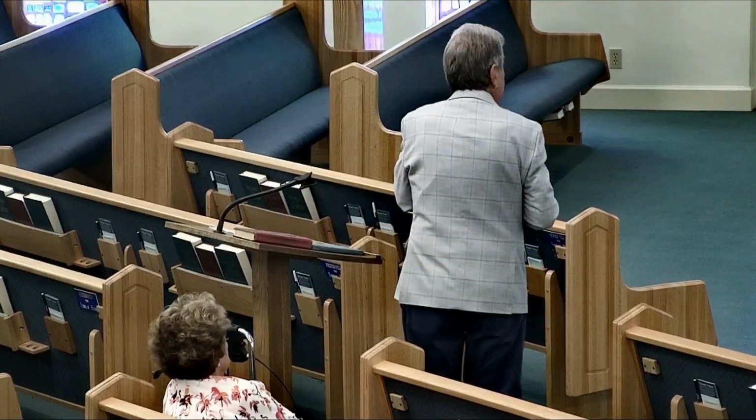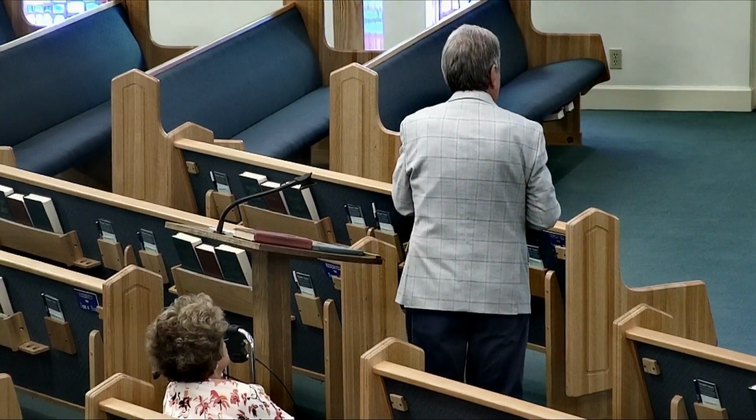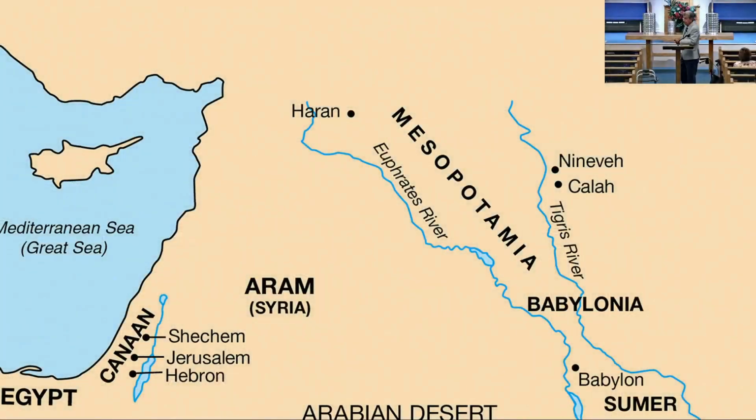What geographical place, nation, is associated with Joseph? Now, you've got Abraham, Isaac, and Jacob living up here in the promised land, but Joseph changes nations. And so Joseph is sold as a slave by his brothers down into the land of Egypt. And they're there for 400 years, 430 years to be specific.